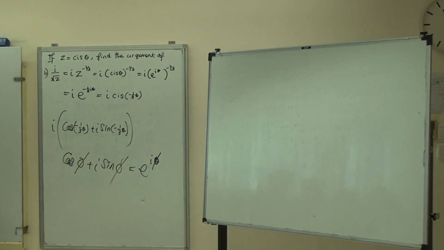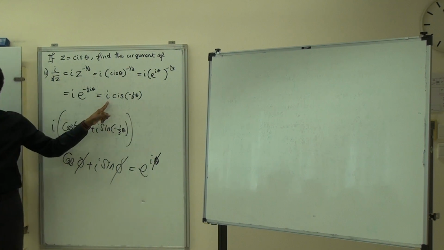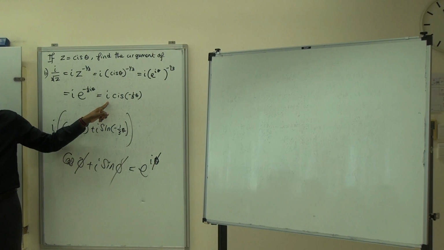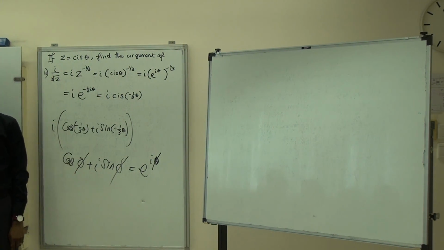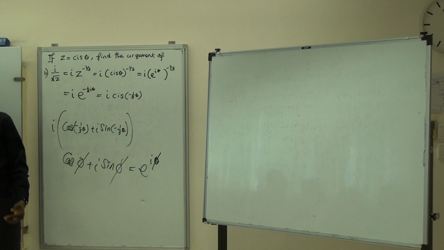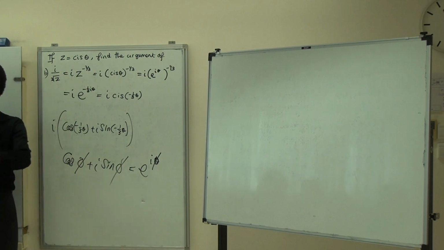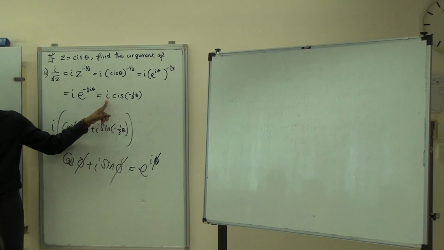Can we do the multiplication of complex numbers? That is it. Is i a complex number? Question, please. Is i a complex number? Yes. Can i be written as cis? Can you write i as cis of something? Yes or no? Can i be written in form of cis?